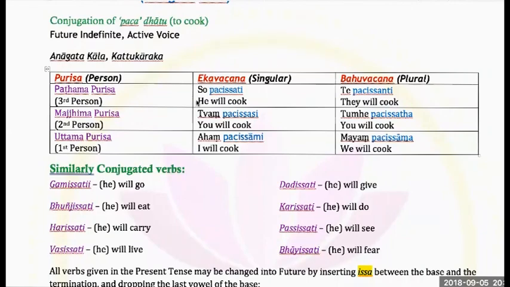Pachisati, te pachisanti, tvam pachisasi, tumhe pachisatha, aham pachisami, mayam pachisama. In detail, pathama purisa ekavachana, pachisati, he will cook. Bahuvachana, te pachisanti, they will cook. Majjhima purisa, ekavachana, tvam pachisasi, you will cook. Bahuvachana, tumhe pachisatha, you will cook. Uttama purisa, ekavachana, aham pachisami, I will cook. Bahuvachana, mayam pachisama, we will cook.